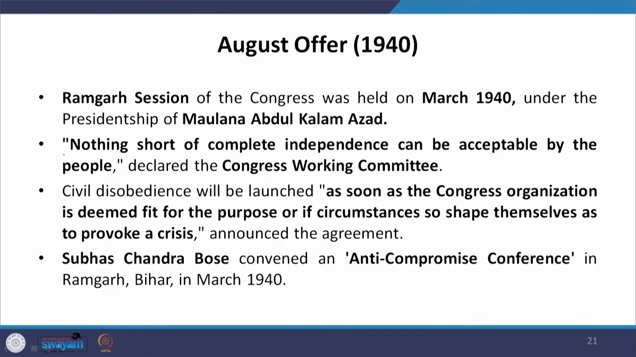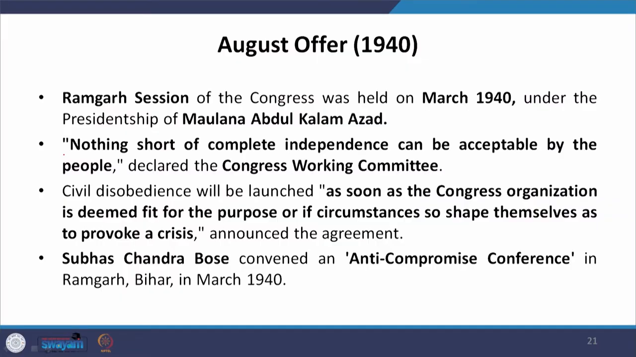In the Ramgarh session of the Congress, which was held in March 1940, Maulana Abul Kalam Azad is actually the president of this session, and the Congress Working Committee declares that nothing short of complete independence can be acceptable by the people.